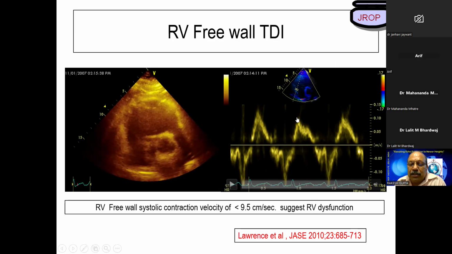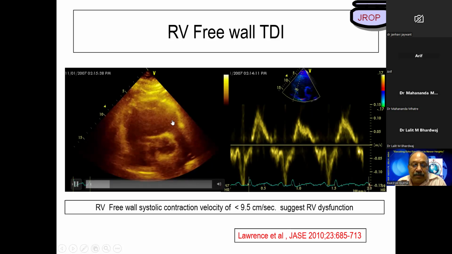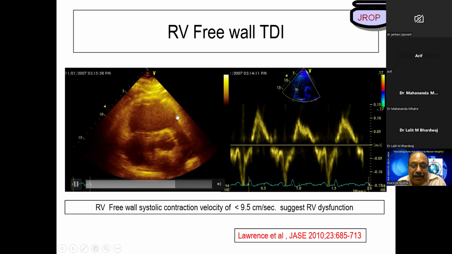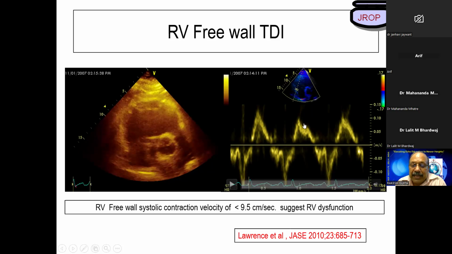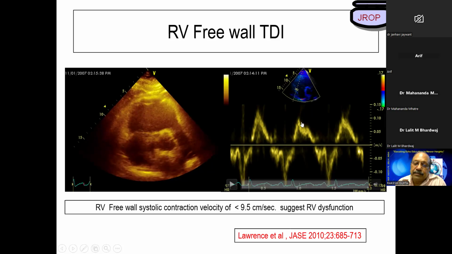Correct? Now look at this patient. This is the inspiratory wave, this is the expiratory wave. And this expiratory wave is almost less than 8 centimeters per second. This is a case of pulmonary embolism. Dilated RV outflow, RV is over here, outflow is over here. And look at the thrombus sitting over here. Look very carefully. This is a thrombus and RV function is poor.